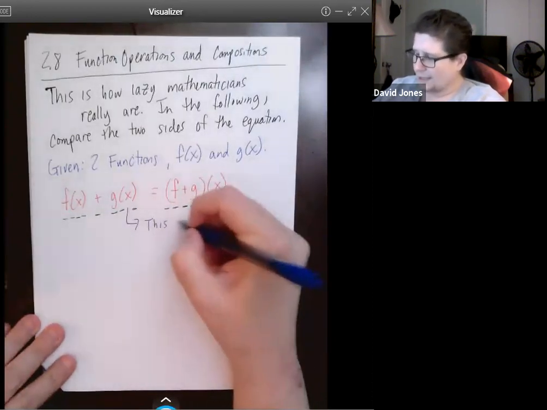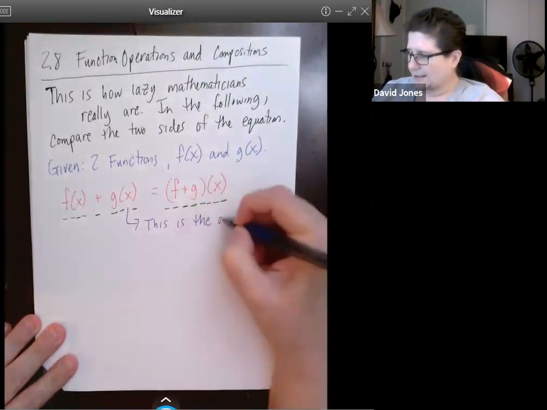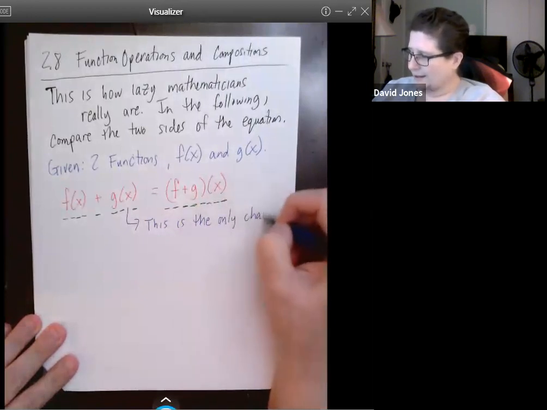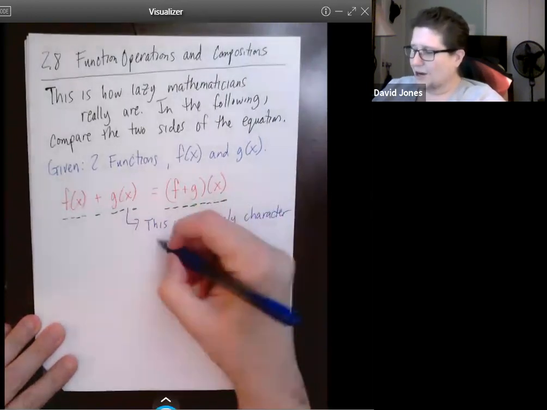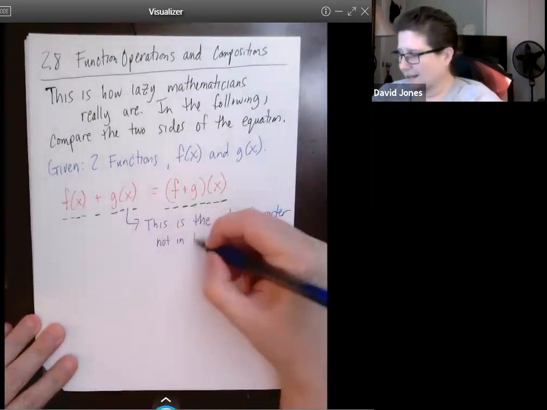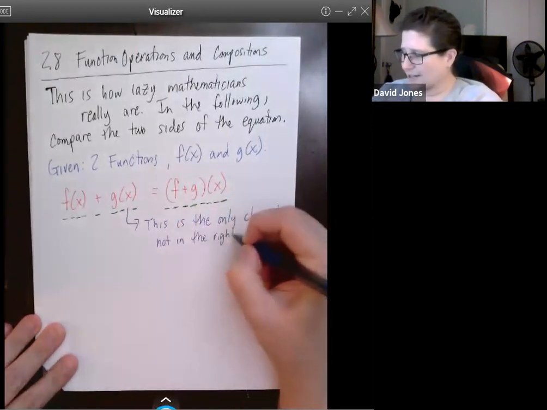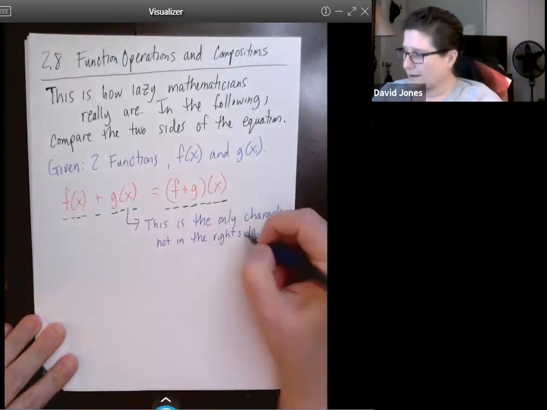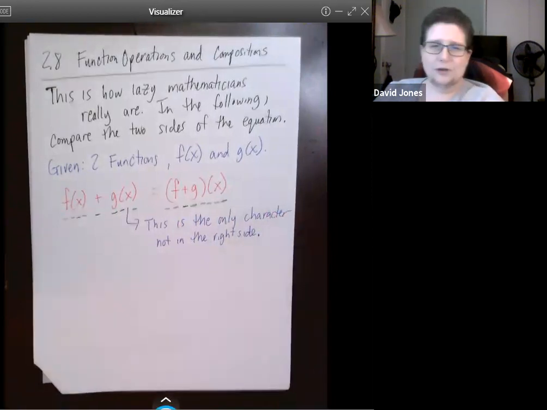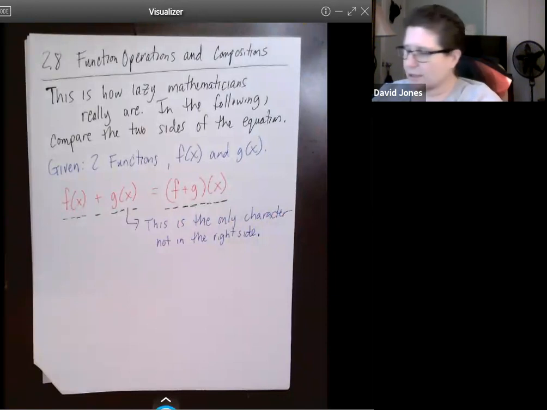In fact, the only thing that this notation saves is this character not in the right side. There's only one x on the right side, not two. And yet, until you learn how this works, a lot of students get confused by this. So it just takes some practice.